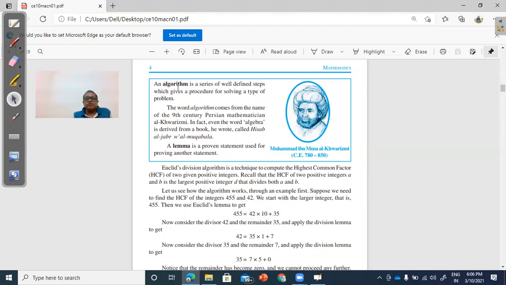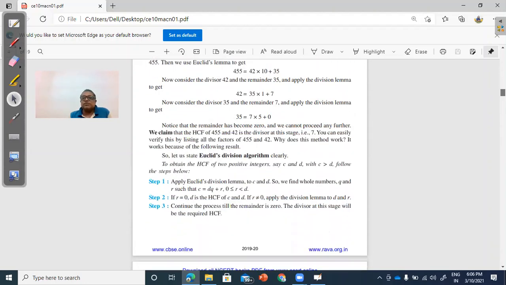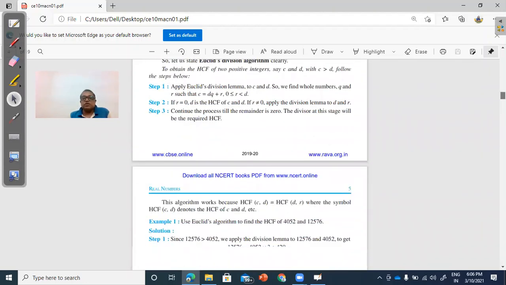Now this word algorithm actually comes from the name of a Persian mathematician, Muhammad ibn Musa al-Khwarizmi. That is why we say algorithm. In fact, the word algebra is also derived from the book that he wrote, Algebra. That is why this branch of mathematics is called algebra. So we are going to see what Euclid's division algorithm and Euclid's division lemma are.